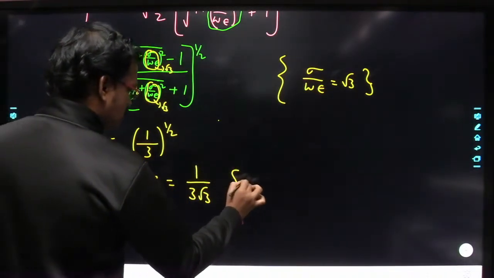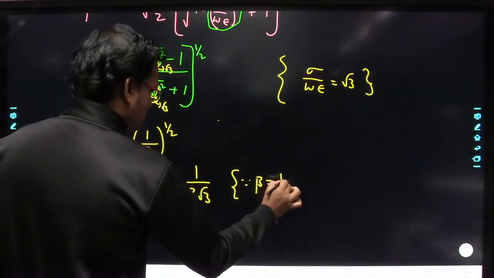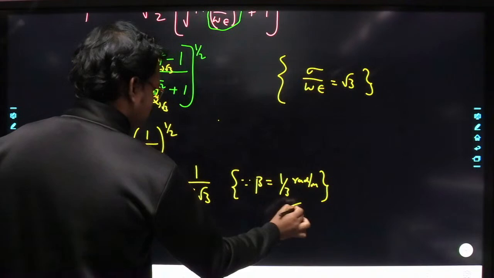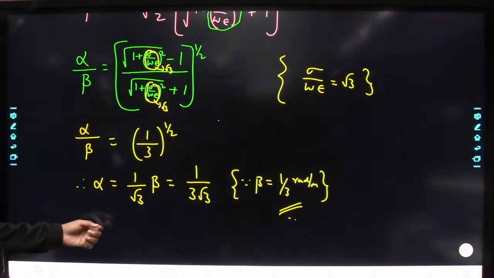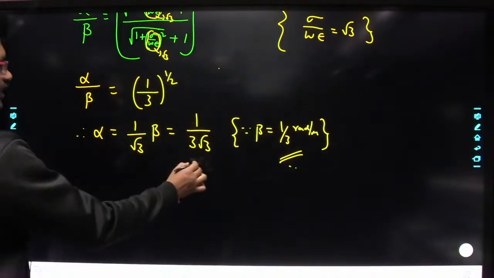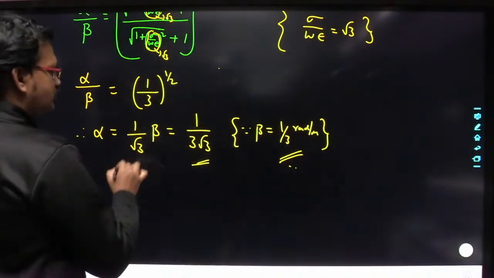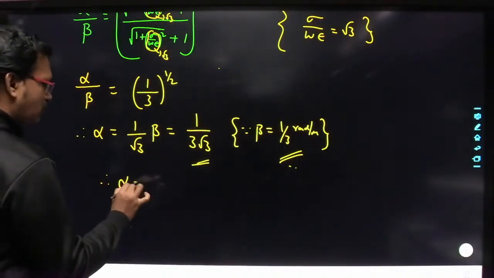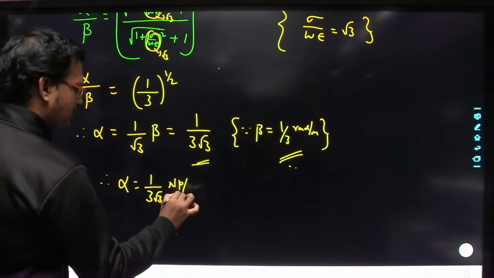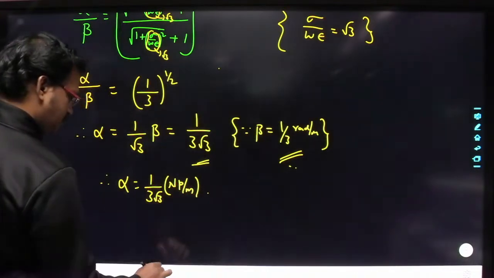So since beta value is equal to 1 by 3 radian per meter, alpha will become what? Beta by root 3. So that is 1 by 3 root 3. What are the units of alpha here? So therefore alpha is equal to 1 by 3 root 3 Neper per meter. Neper per meter. Right. Okay.